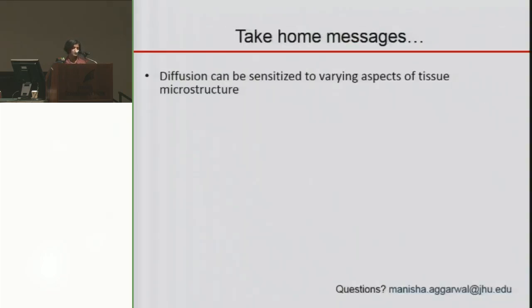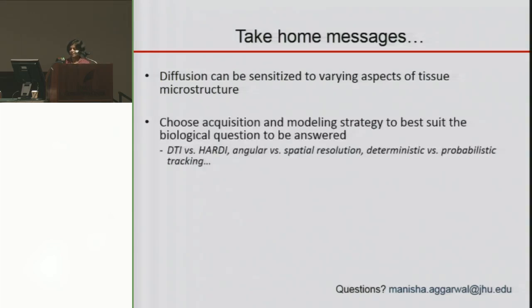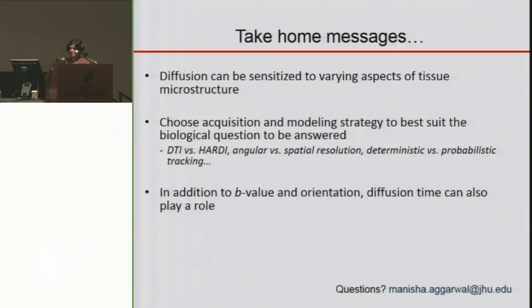So in this lecture, I've covered some of the basics of preclinical and postmortem diffusion MRI, and tried to show some of the more practical applications of a lot of techniques that we heard about this morning. And the take-home messages are, so diffusion can be sensitized to varying aspects of tissue microstructure. And you can choose acquisition and modeling strategies that best suit the biological question to be answered. So for example, we can pick and choose between DTI versus HARDI or even DSI if you are feeling adventurous. And then we can decide between angular or spatial resolution as well as deterministic versus probabilistic tracking.